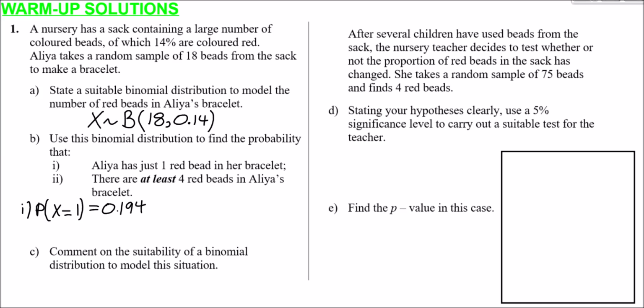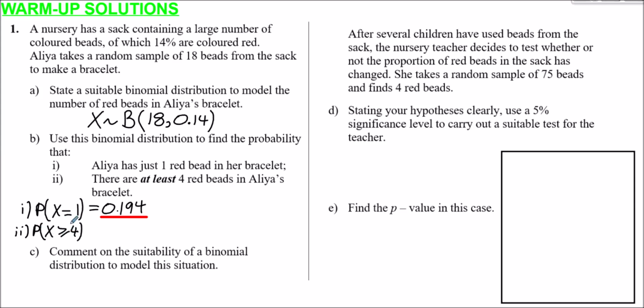Part B, part 2 is slightly different. It says, what's the probability that there's at least 4 red beads in Alia's bracelet? This one here is different because we need to work out now the probability of X being at least 4, so we need to use an inequality. The calculator generates probabilities leading up to and including a certain value. It doesn't work out a value or greater.